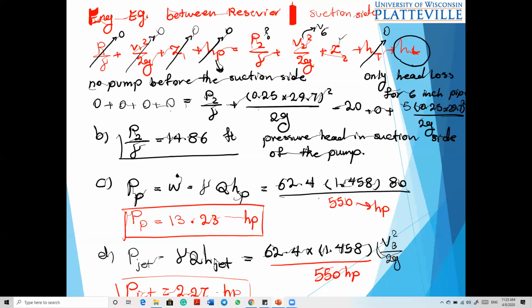So the only tricky point in this problem is you need to know the head in the jet is just velocity head. Head for the jet is velocity head. It means at the jet, all the energy converts to kinetic energy.